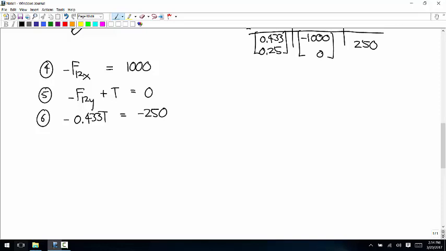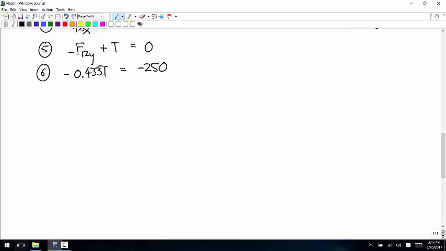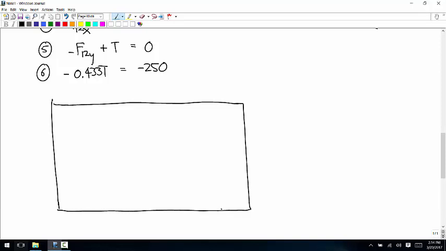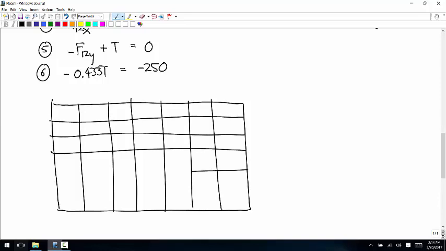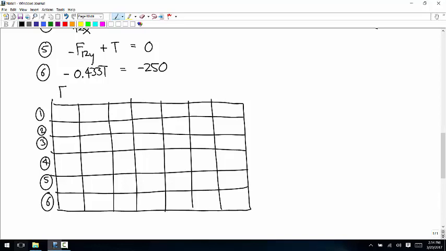Okay, so we got 6 equations, 6 unknowns. And did I ever solve this? No. So let's solve it. Okay, so the equations 1, 2, 3, 4, 5, 6. And the variables are F12x, F12y, and Rx, Ry, and T, and Ma, I guess I call it. And then this is a constant.